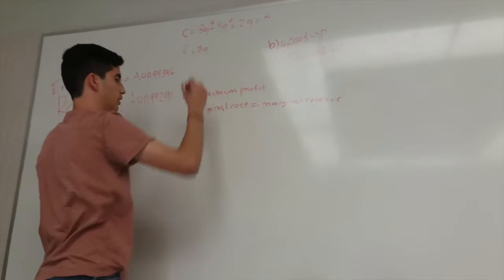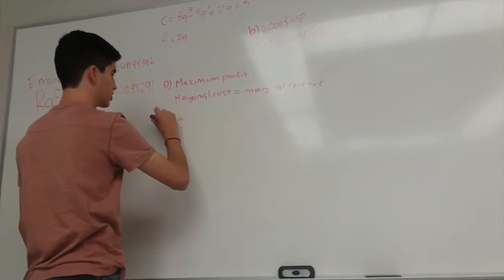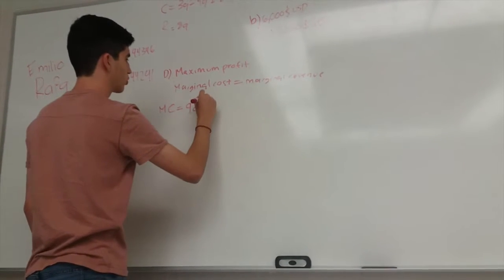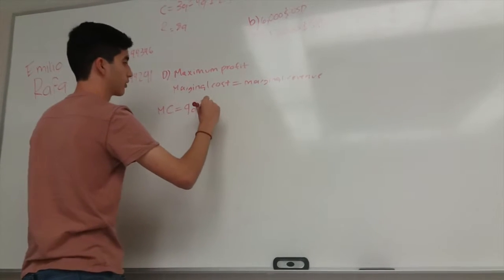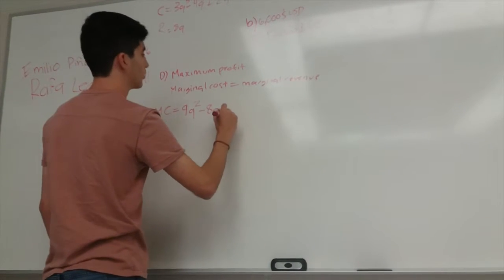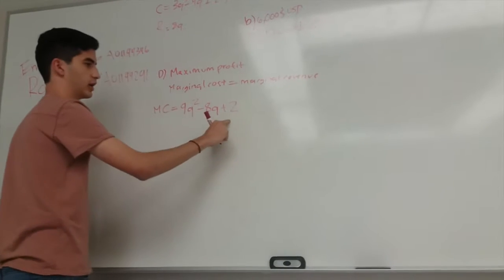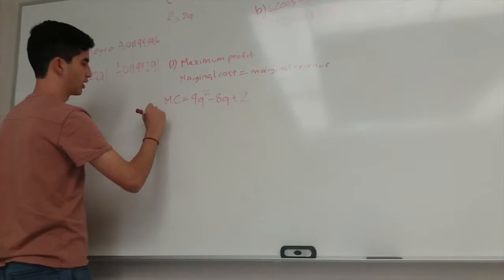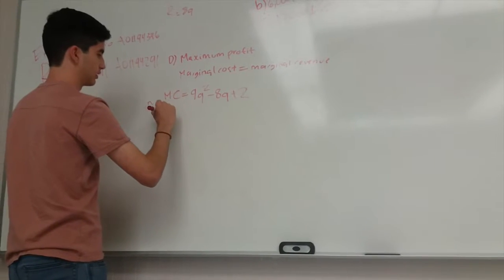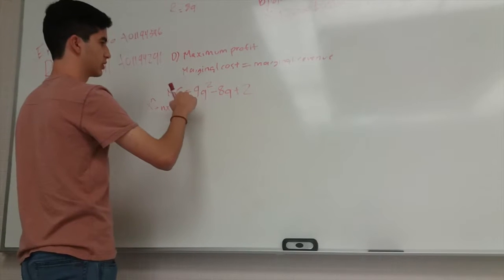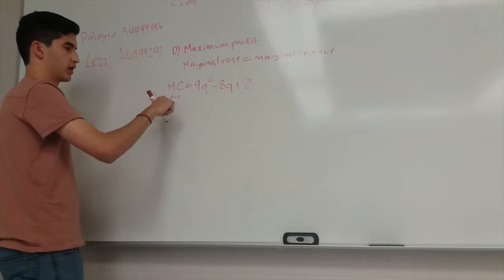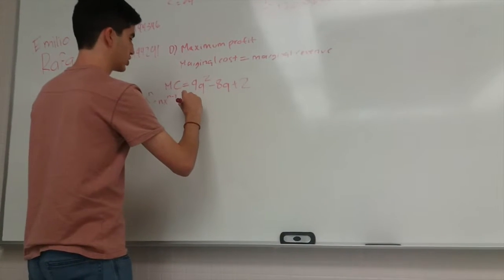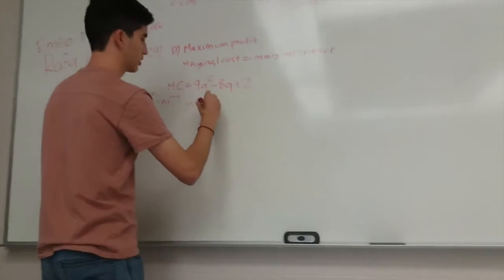So the marginal cost would be equal to 9Q squared minus 8Q plus 2. And we find this answer by using the derivative, which is the power rule. This is the formula for the power rule: we bring down the exponent and multiply it by the variable, and then you subtract 1 from the exponent. And then the marginal revenue would be 8.